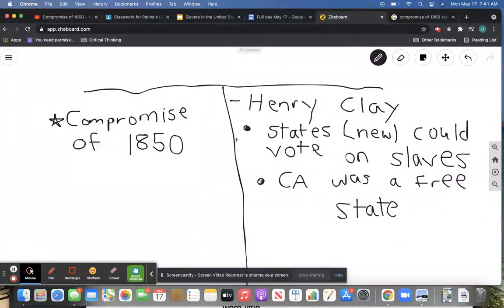And yeah, so that was the attempt of trying to keep the states happy. So we've got Henry Clay. States could vote on whether or not they wanted to have slaves, and then California was admitted to the country as a free state. So those were just a bunch of laws passed by Congress saying whether slavery could be in the new part of the United States.